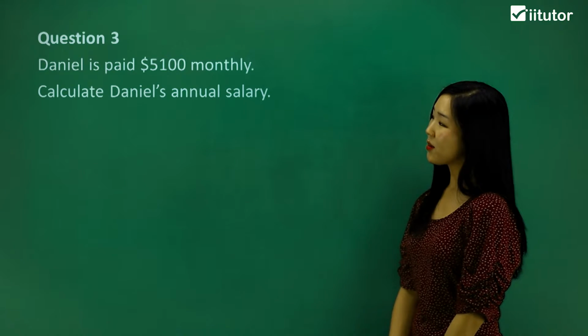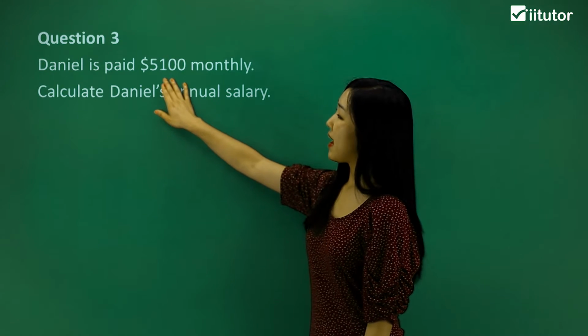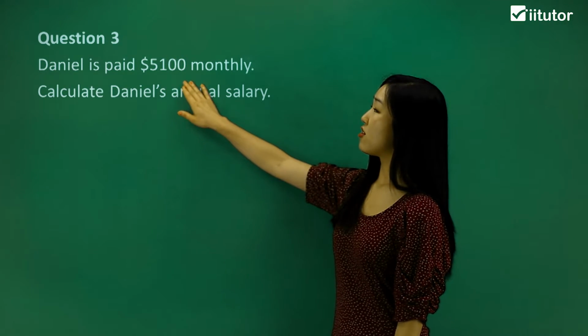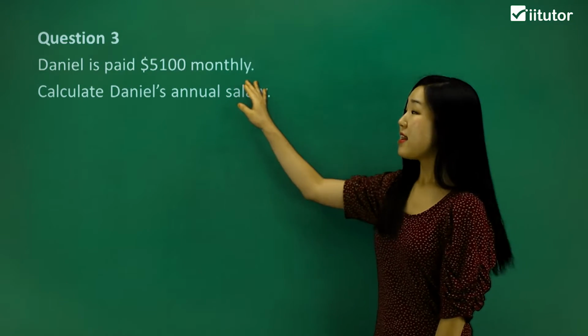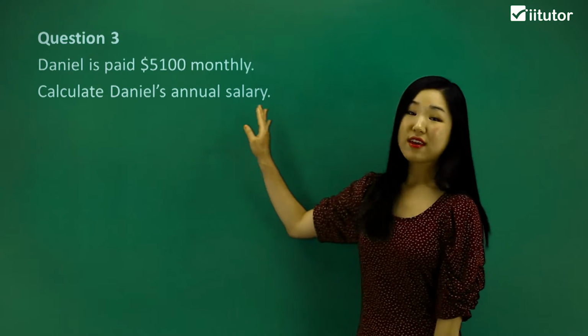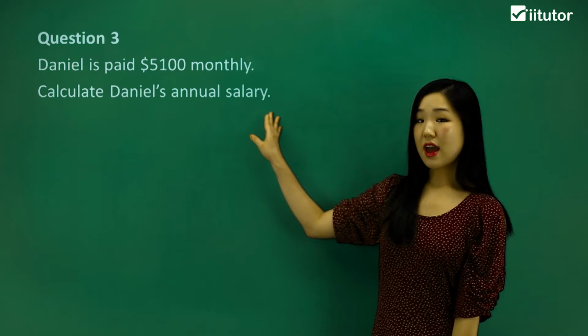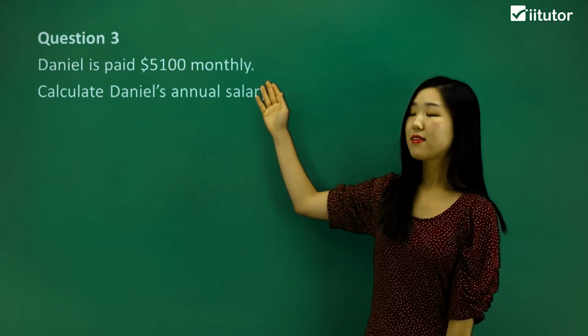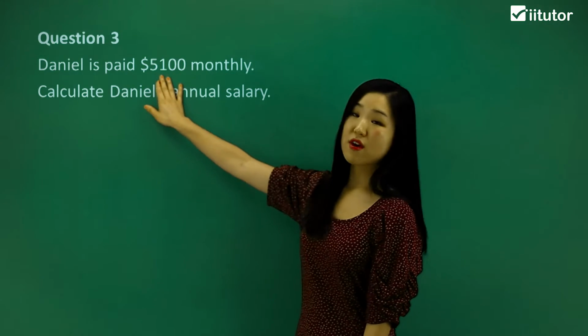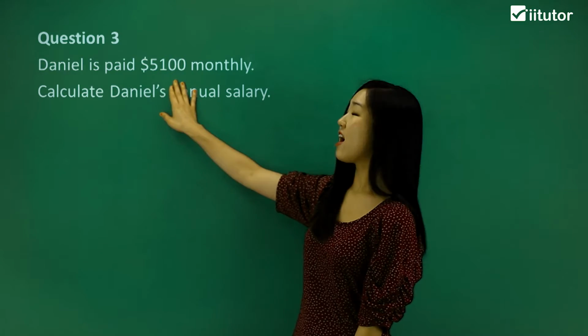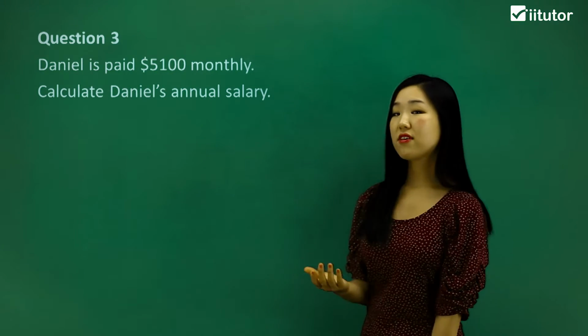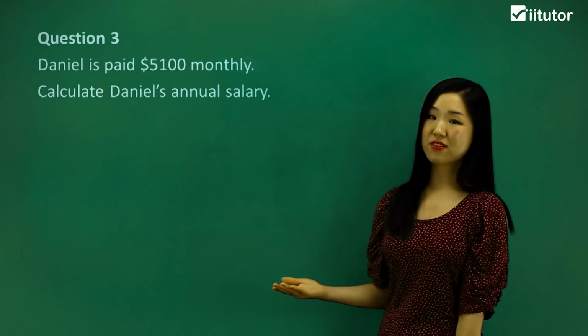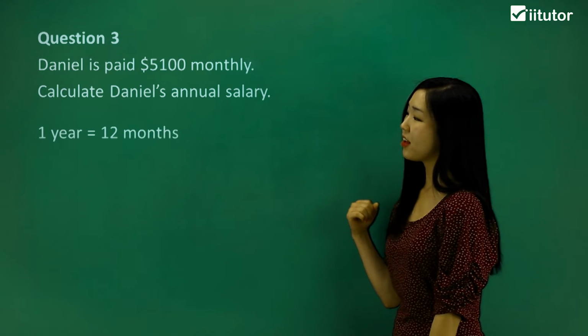Alright, we'll do another one. Question 3. Daniel is paid $5,100 monthly. Now we want to calculate Daniel's annual salary again. So this time Daniel receives payments monthly, and it's $5,100 per month. First of all, guys, tell me how many months are there in a year? You should know there are 12 months in 1 year.